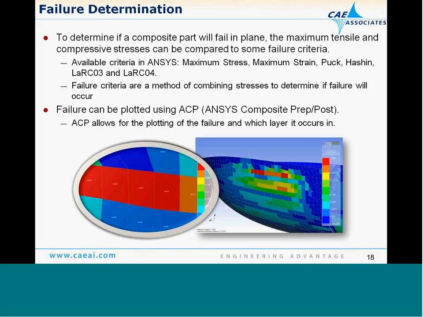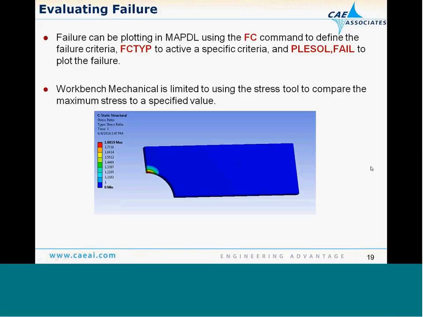If you happen to use ACP to do your composite modeling, ACP will allow for the plotting of different failure criteria and the layer in which it occurs. So the worst failure criteria and the layer in which it occurs. So you can very easily determine which layer is going to fail and due to which criteria. If you use MAPDL, MAPDL has a command, the FC command or failure criteria, to define the failure criteria, FC type to activate a specific criteria, and then you can plot the failure. Basically determine which elements exceed that failure criteria.